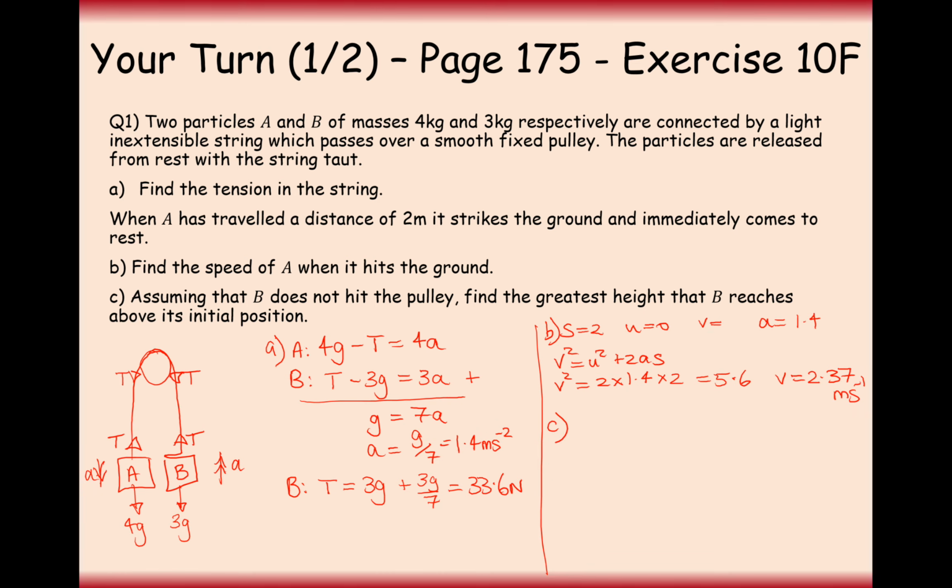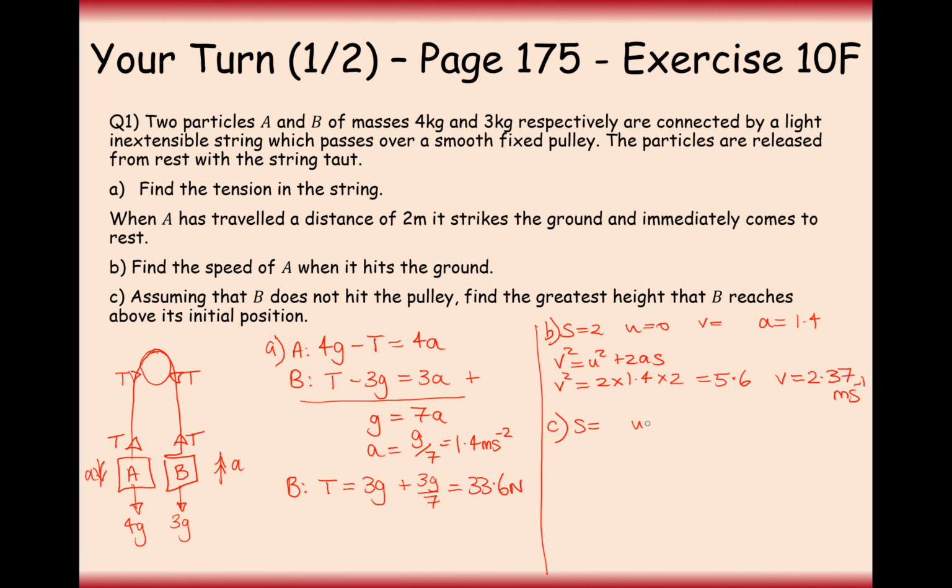Great. Part C here is assuming that B does not hit the pulley, find the greatest height it reaches above its initial position. So what's happened here is A's dropped to the floor 2 meters, B's risen up 2 meters, and now B is going to have the same speed that A had as it hit the floor. And then it's just going to travel upwards with a string that's loosened up. So it's no longer got the tension that's pulling it down. So acceleration is now going to be different.